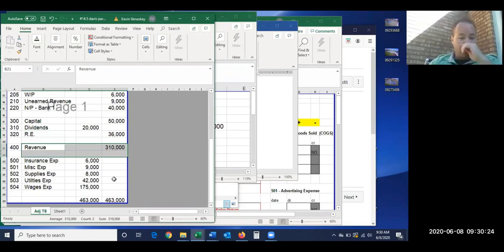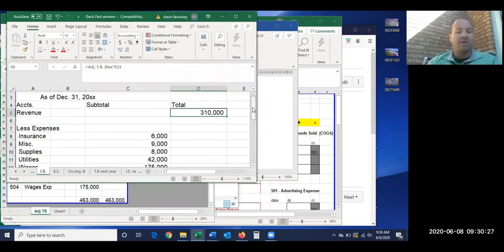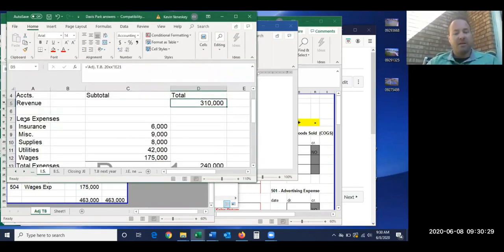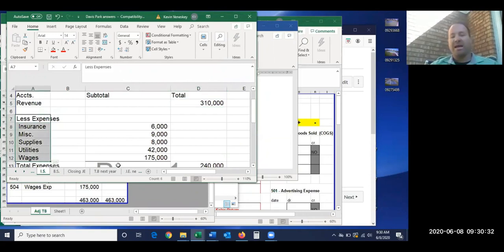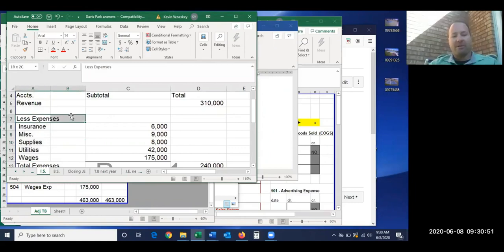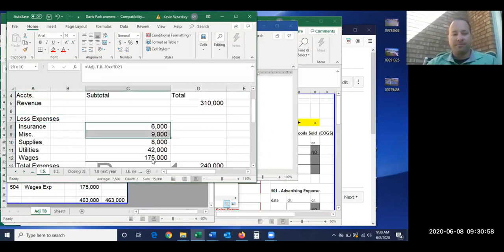So the next thing we're going to do is subtotal all of our expenses. For now, I want you to get used to writing out the expenses. As you get a bigger company, you may have 100 different expenses, and so you begin to summarize them into different summary categories. But for now we only have 5, so it's not that bad. So we're going to have a new category. We're going to put all of our expenses underneath, and then we're going to subtotal them.